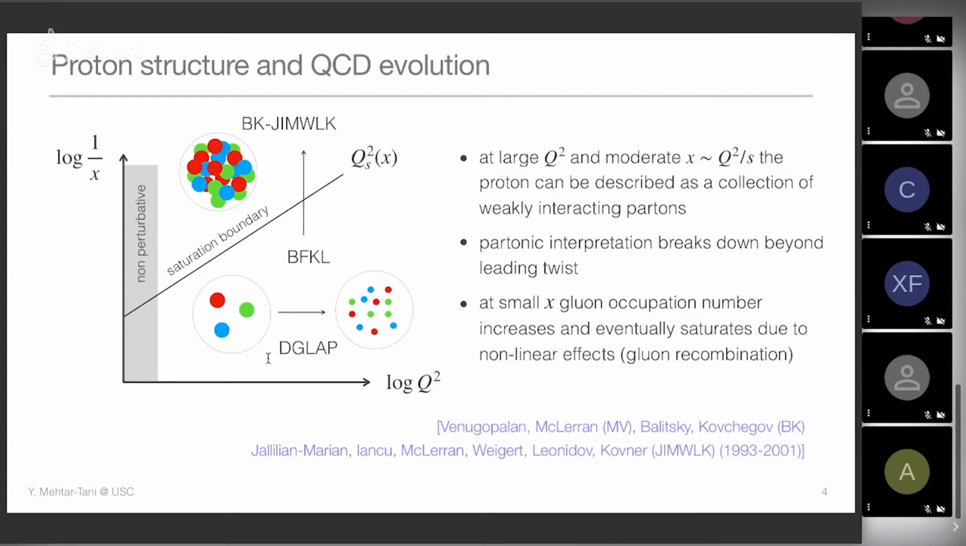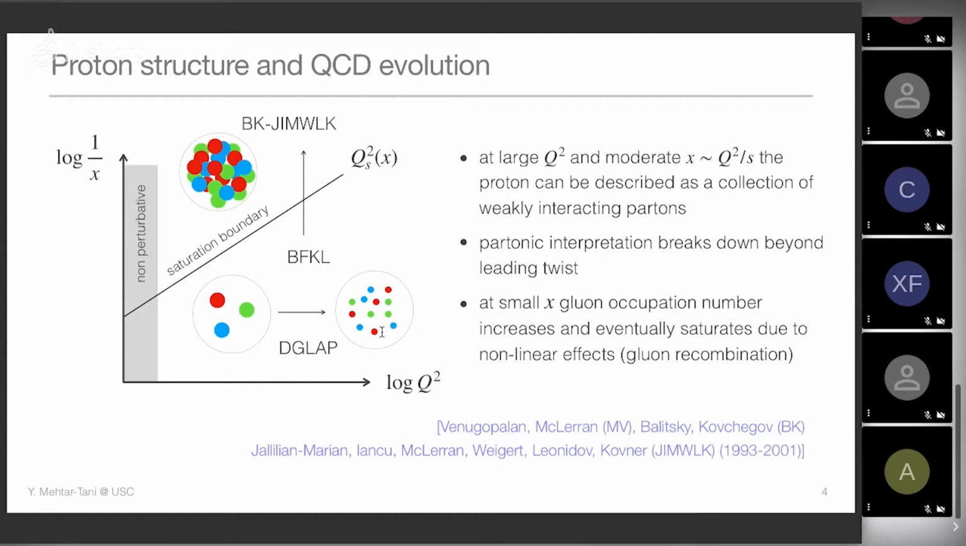So if you fix x, which is basically fixing the energy, x is related to q squared over s. If you fix the energy and you vary the resolution, by increasing the resolution, what you see inside the proton is more and more partons, gluons and quarks, that have smaller and smaller transverse sizes. So this is how the picture of the proton evolves, by varying the resolution scale.